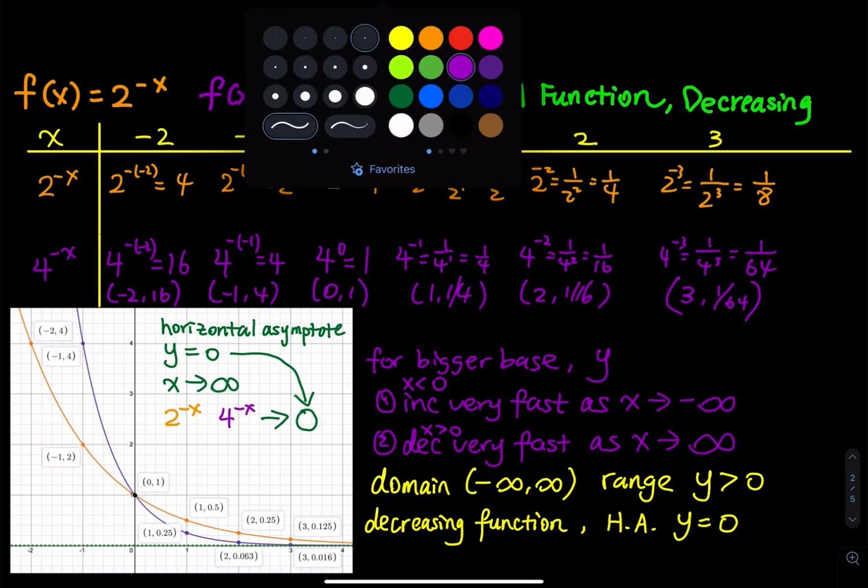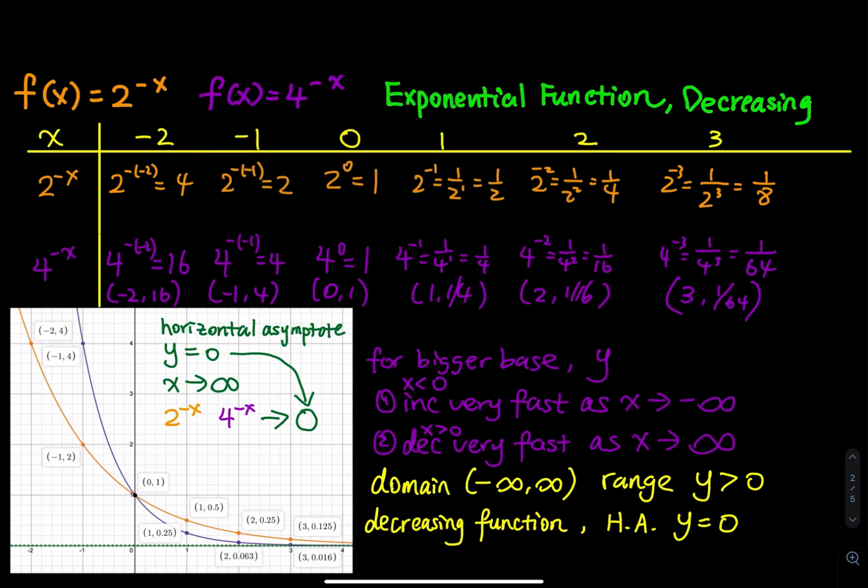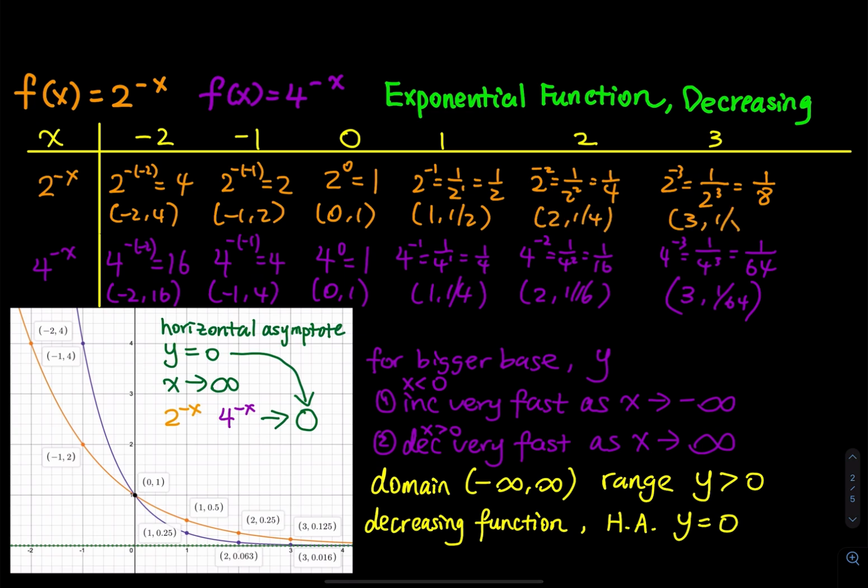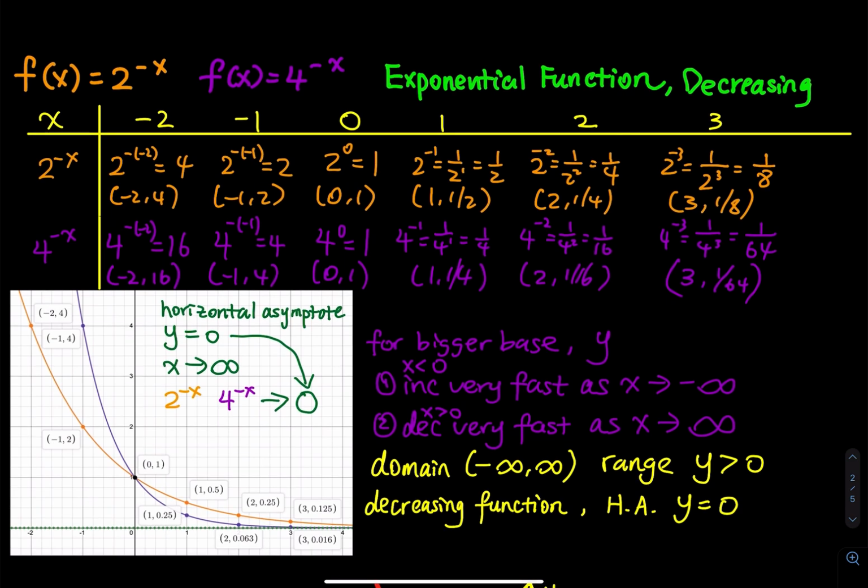All right, so let's write the points for 2 to the negative x. So this is negative 2 comma 4, negative 1 comma 2, 0 comma 1, 1 comma a half, 2 comma a quarter, and then 3 comma 1 over 8. And then the graph, I already prepared the graph for you. So this one, I also have the points. I know some of you might want to see the points on the graph, right?